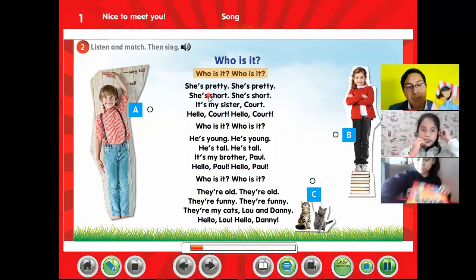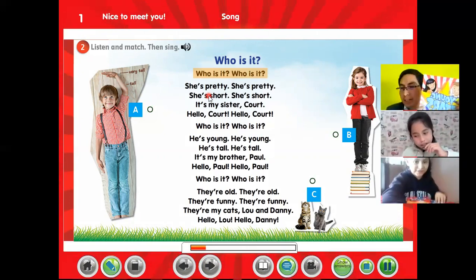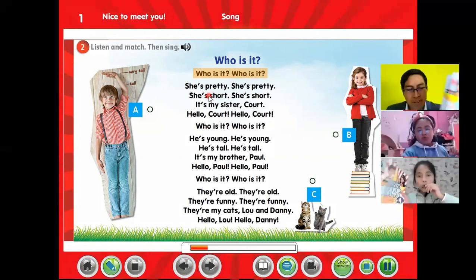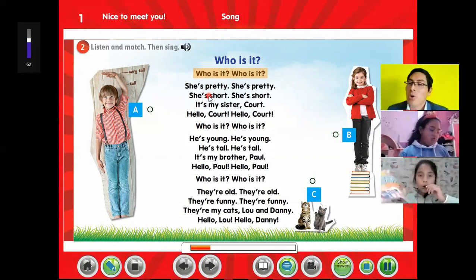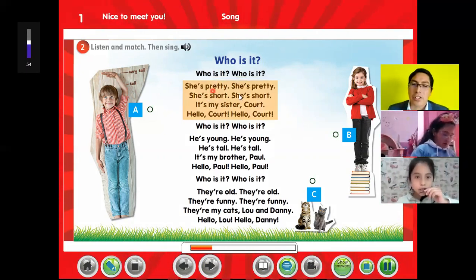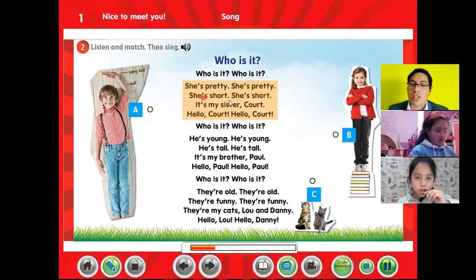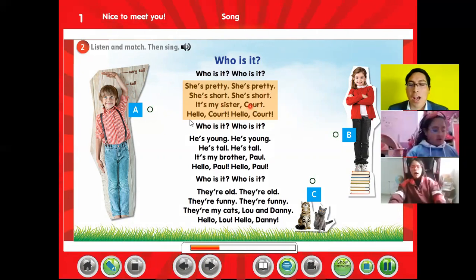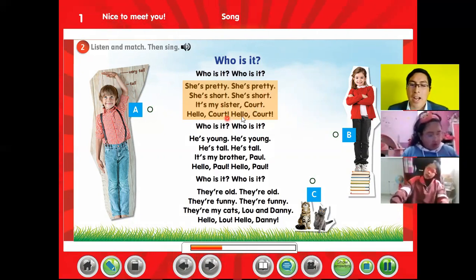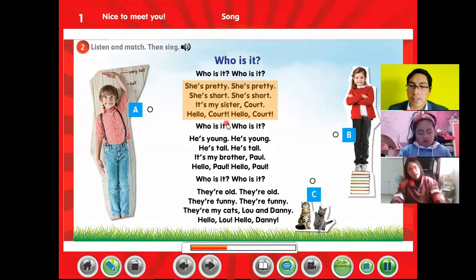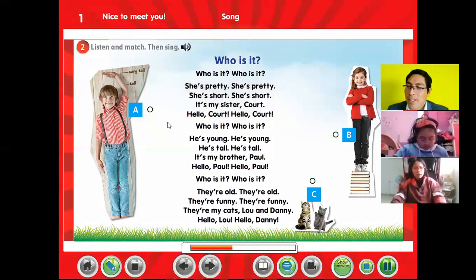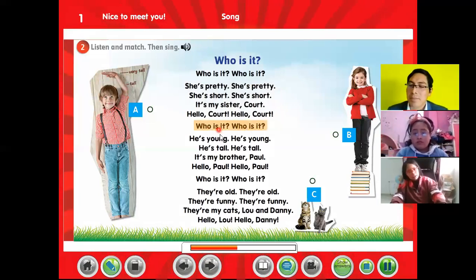Who is it? Who is it? Who is it? She's pretty, she's short. My sister. Hello, goat. Hello, goat. Who is it?